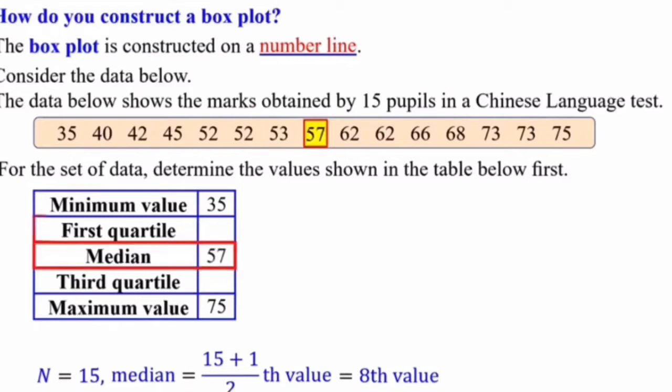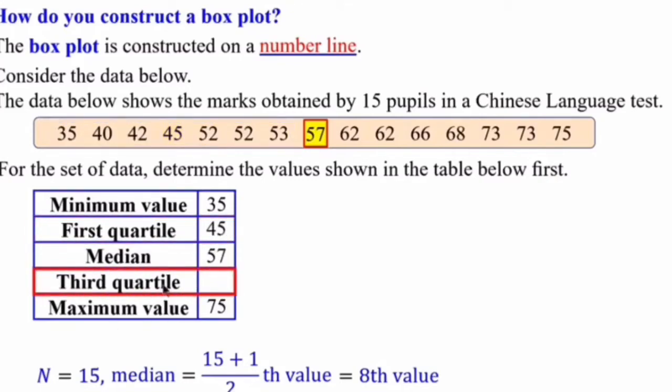After we find the median, we will find the data standing at the center to the left of the median, which is our first quartile. Looking at the blue box, all the data to the left of the median, we choose the data at the middle, which is 45. That is called the first quartile. The first quartile is 45.